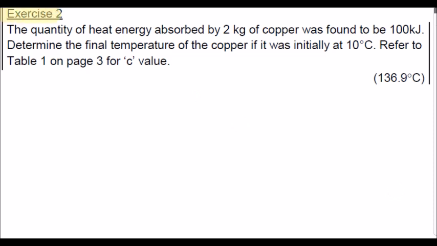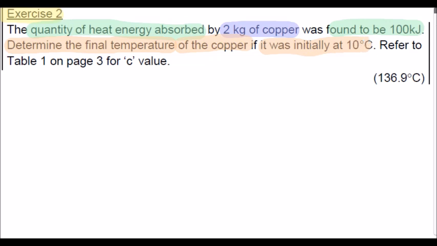Exercise 2. The quantity of heat energy absorbed by 2 kilograms of copper was found to be 100 kilojoules. We've got to determine the final temperature of the copper if it was initially at 10 degrees C. We refer to table 1 for the appropriate C value. Again, I'd encourage you to stop the presentation and attempt exercise 2, but the full solution's on the following slide.